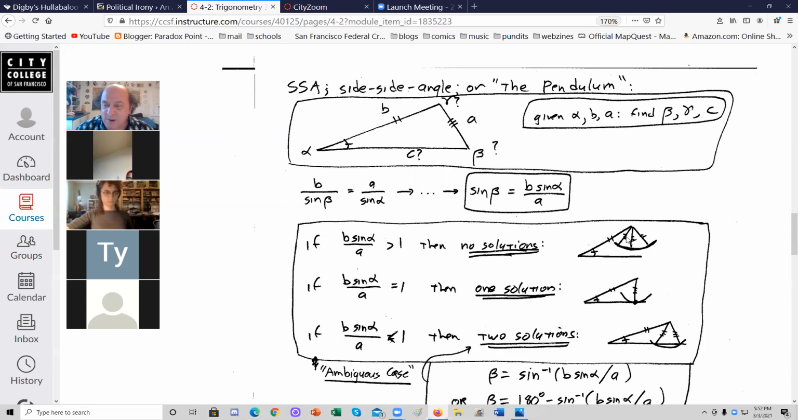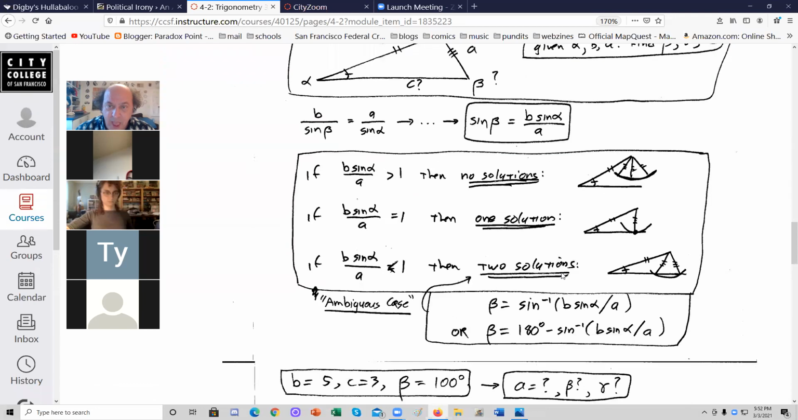If it's bigger than 1, then basically, I think of this as a pendulum at the end of a cantilever. And if you raise up the cantilever too far, the pendulum never hits the ground at all, and there are no solutions. That would be for sine beta being bigger than 1; there are no angles with sine bigger than 1. Sine is between negative 1 and 1. If B sine alpha over A equals 1, then beta must be exactly 90 degrees. And this pendulum just scrapes the bottom and hits the base here at 1 point only. So there's only one solution. And if B sine alpha over A is less than 1, then the pendulum hits the ground in 2 places. So there'll be 2 solutions.